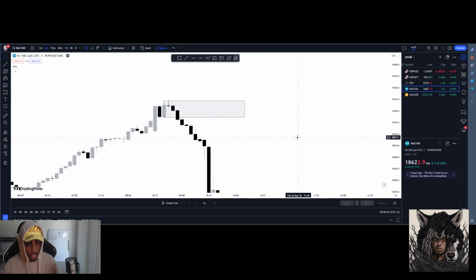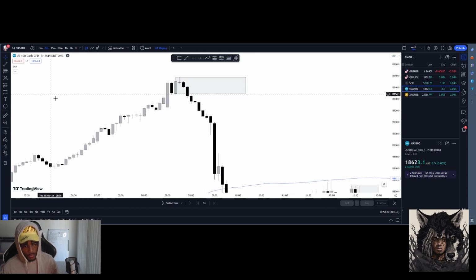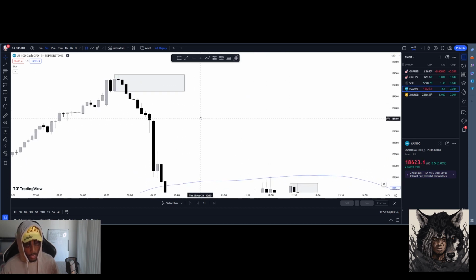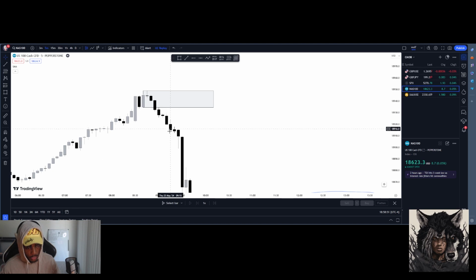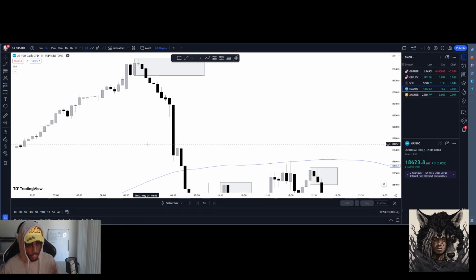Whenever I mark a supply zone, basically what I'm doing is waiting for price to come crashing down, and then I'm waiting for price to come back up to the zone, and that's where I look for my entries. Then we also can get into fair value gaps. This will be a fair value gap right here.